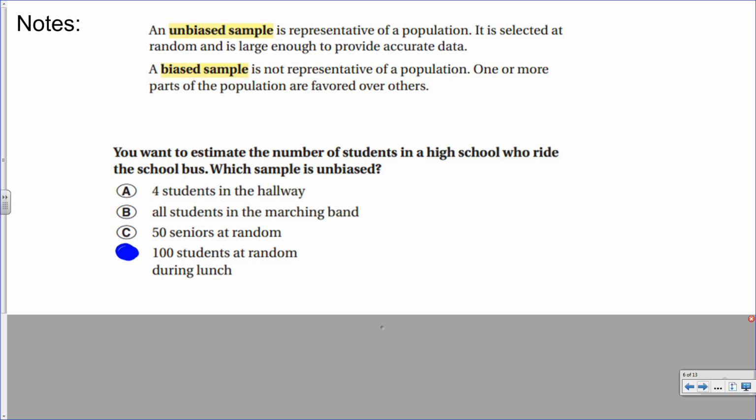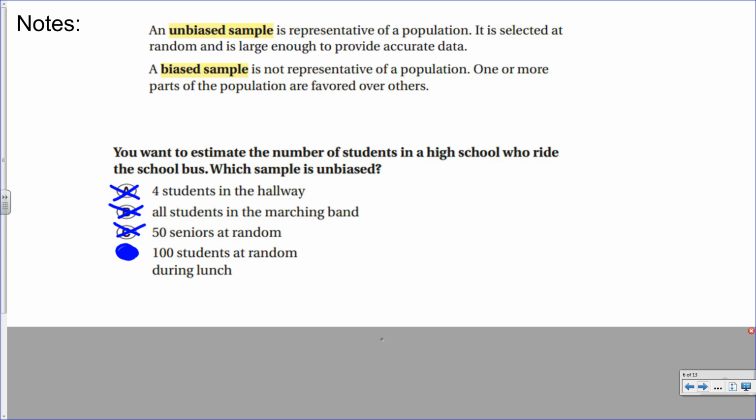Now this, we'd have to assume that the school does not have off-campus lunch where people can drive away if they have a car, because that would taint your sample. 4 is not enough. Students in the marching band is just one population. Seniors is one population that has a lot of cars. Now it also says on your notes, what if you were trying to ask how many seniors rode the bus? If that were the case, then it would be valid to ask just the seniors at random. So your sample space depends on the question that you're asking.